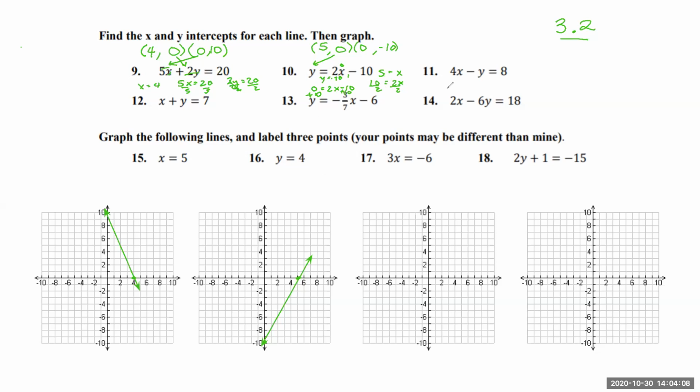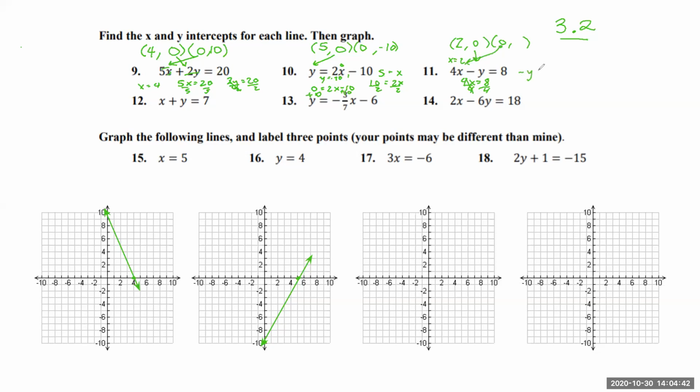Going on to number 11, we have 4x minus y equals 8. We're doing the same thing: plugging in 0 for x and y and seeing what comes out. For finding the x, we plug in the 0 for y, and we have 4x equals 8. Then divide both sides by 4, and we should have x equals 2. So 2, 0.